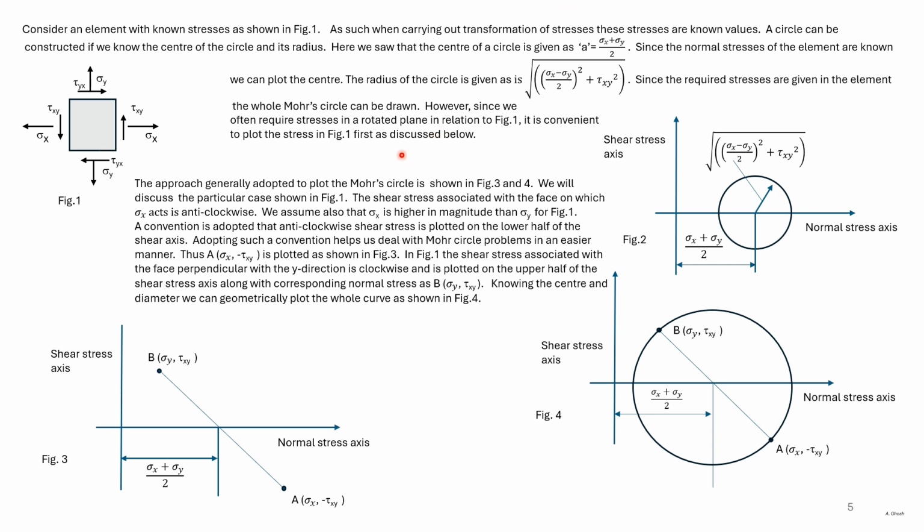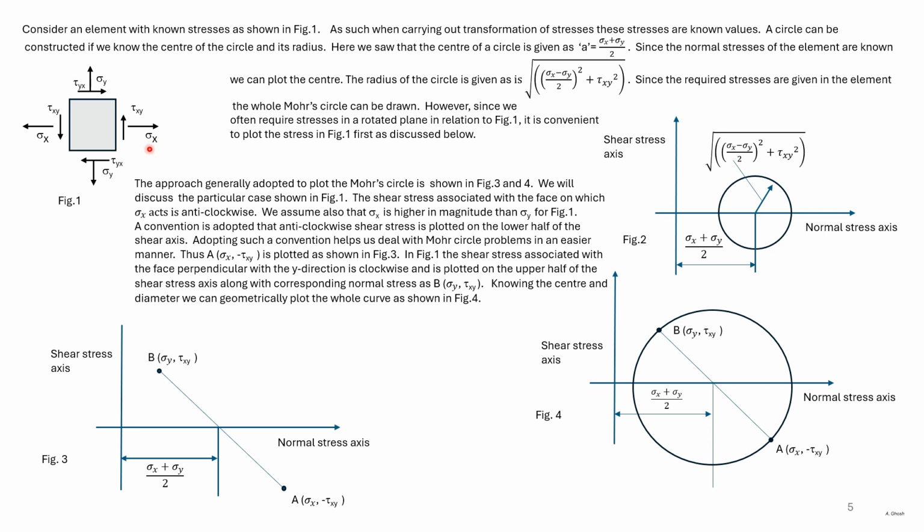The Mohr circle is drawn in another way. The points related to this element are plotted first. Here, let us consider that the magnitude of sigma x is greater than sigma y. For plotting the Mohr circle, we adopt a convention. The convention is that we plot anti-clockwise shear stress in the lower half of the shear stress axis. Adopting this convention helps us with further analysis.